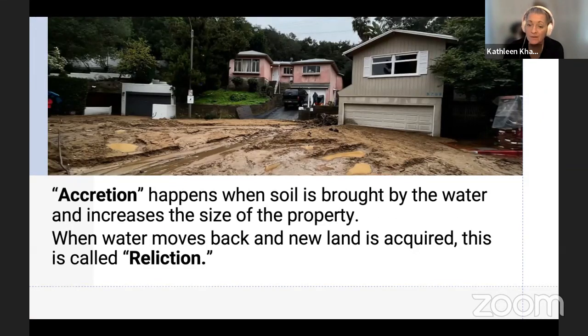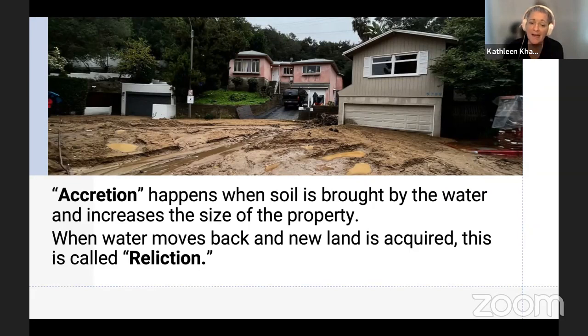Accretion happens when soil is brought by the water and increases the size of your property. In this situation, I have a strong suspicion that these homeowners, when they thought that they were going to increase the size of their property, thought it was going to go on their property in an area that they needed, not in front of their garage or where they could not leave their home because of the land moving in this manner. But this is a very realistic visual. This is a picture of a neighborhood in California, and this is something that happened within the last 2 months.